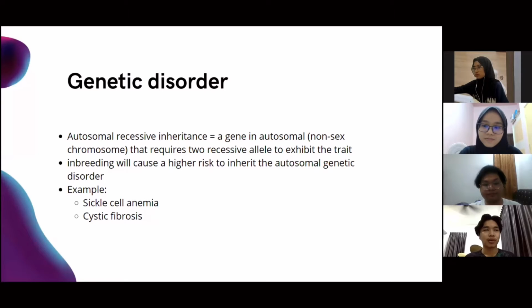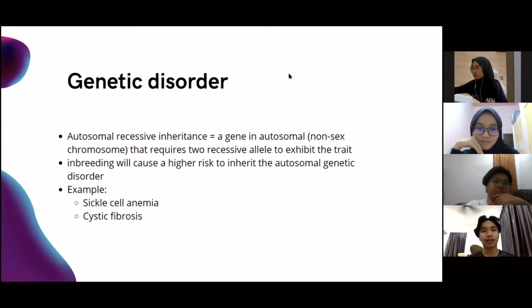When we talk about inbreeding, there is some effect on the generations of a species. Some of the effect is due to autosomal recessive inheritance, which affects a gene in a species that requires two recessive alleles to exhibit the trait. Inbreeding causes a higher risk of inheriting an autosomal genetic disorder, since the first generation will inherit the gene for the autosomal recessive. Therefore, if the inbreeding is continued to the next generation, it will affect the whole population.